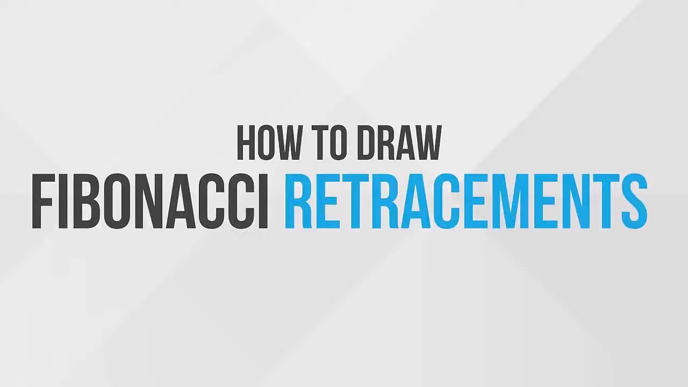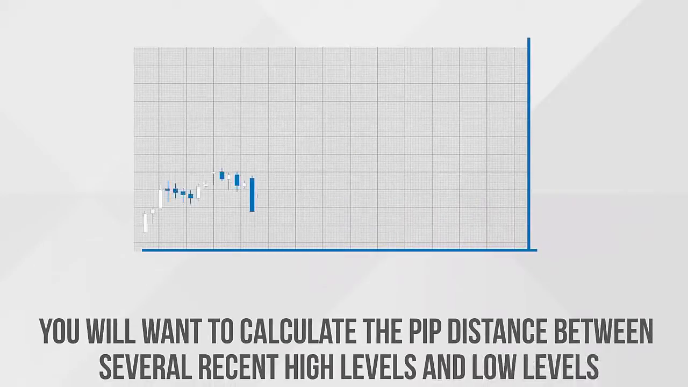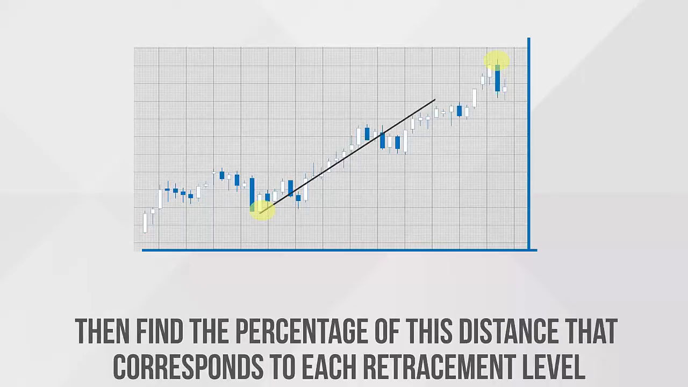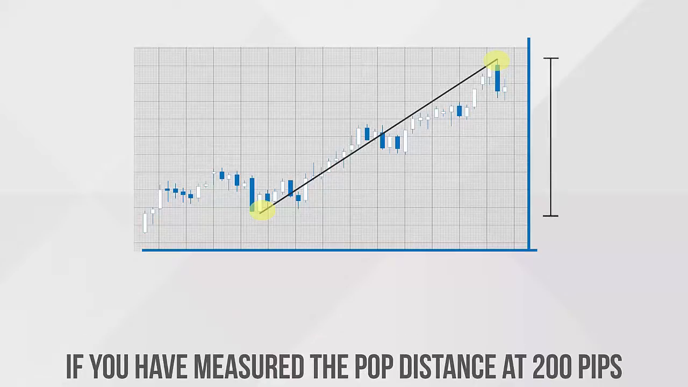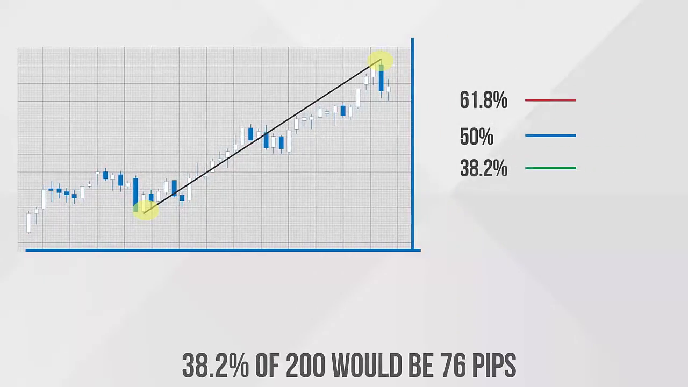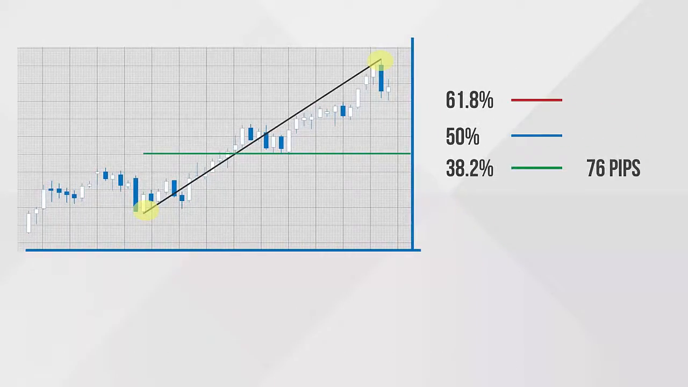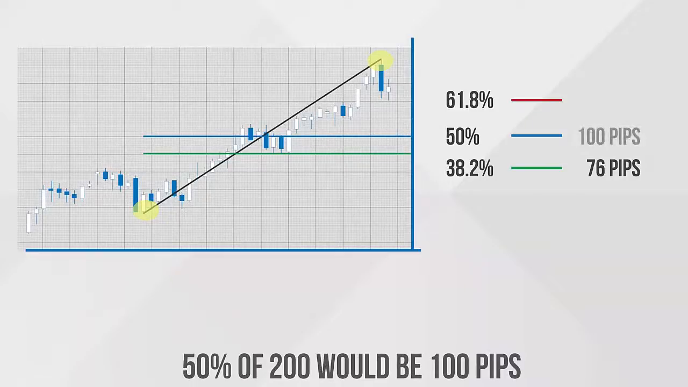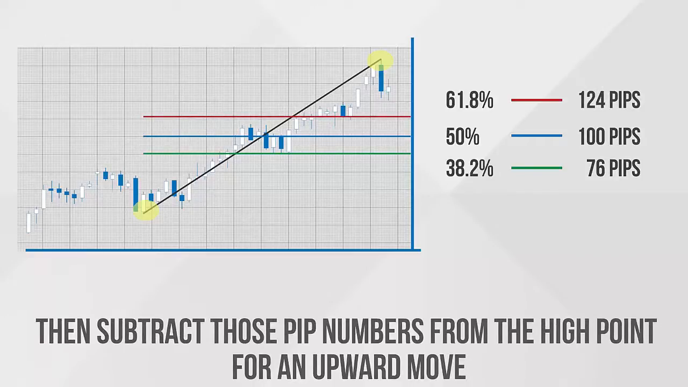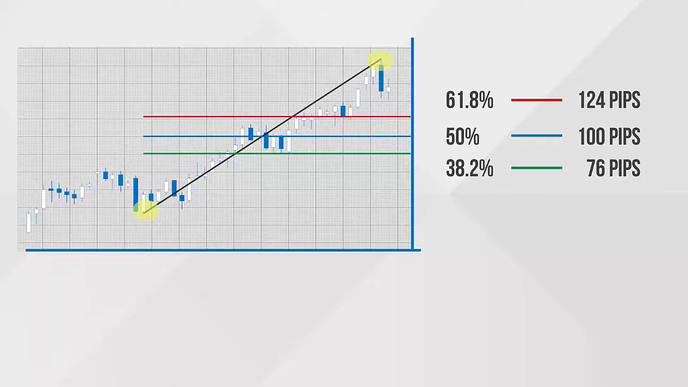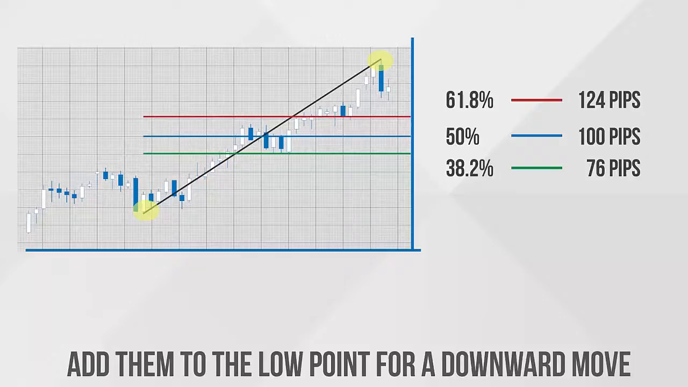To draw Fibonacci retracements, you will want to calculate the pip distance between several recent high levels and low levels. Then, you need to find the percentage of this distance which corresponds to each retracement level. For example, if you have measured the pip distance at 200 pips, 38% of 200 would be 76 pips, 50% of 200 would be 100 pips, and 61.8% of 200 would be 124 pips. Then you would need to subtract those pip numbers from the high point of an upward move or add them to the low point for a downward move.